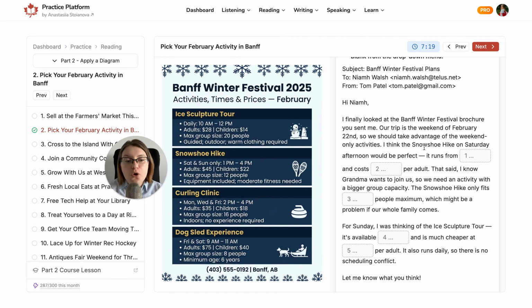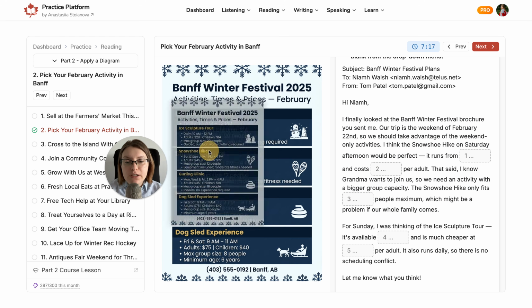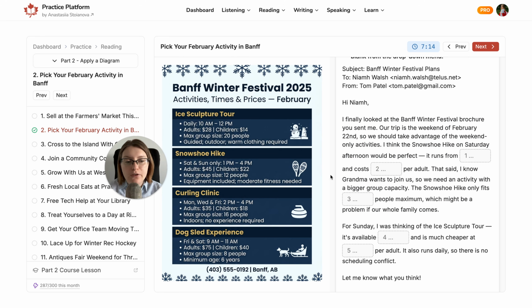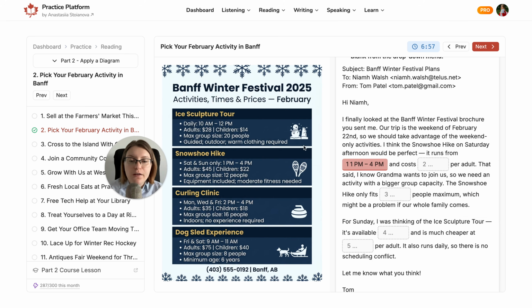Here, snowshoe hike. So you immediately find snowshoe hike here in the picture. Saturday afternoon would be perfect. It runs from... So you are testing yourself. Okay, was this timeline? Snowshoe hike. Very straightforward, 1 p.m., 4 p.m., right? So you just find the relevant information in your diagram. I swear to you that tasks 1 and 2 are very straightforward if only you paid attention. So that always would work for you, right?